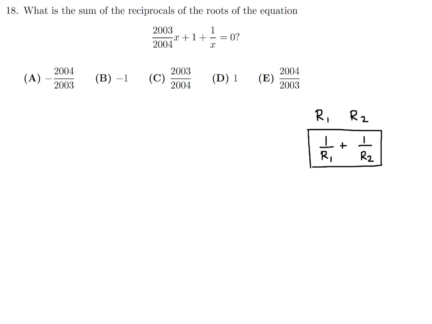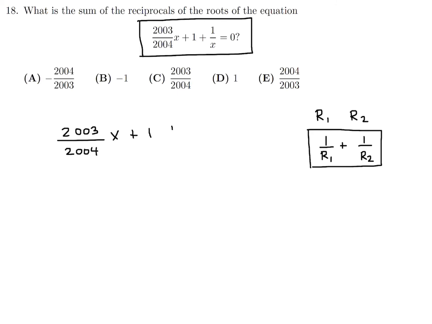All right? So this is our equation, and it's in a very strange format. 2004 here, x plus 1 over x, like that. Now, obviously, we don't want it in this form. Multiply through by x to get rid of this guy here that's making me feel uncomfortable. So if you multiply through by x, you'll get 2003 over 2004, x squared plus x plus 1. There you go. Now it's in the form of a quadratic.